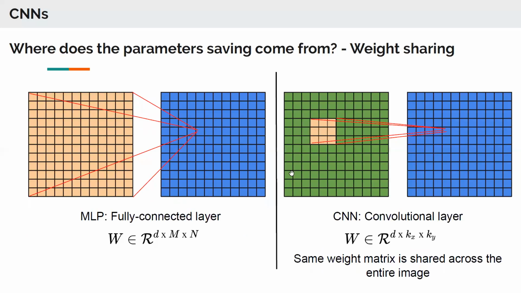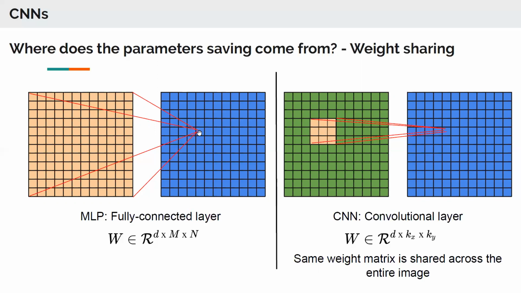And to see where this parameter saving comes from, notice that if you had a fully connected layer, if you kept the matrix as a matrix instead of factorizing it, what it would mean is you would have connections from all the input pixels to each pixel in the output. Okay, so you would have a weight for this pixel connected to this pixel, again connected to this pixel, and so on. And therefore, you would have this m times n number of inputs, each connected to each of the outputs.